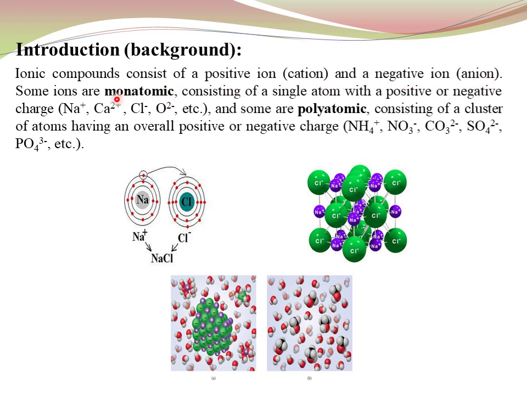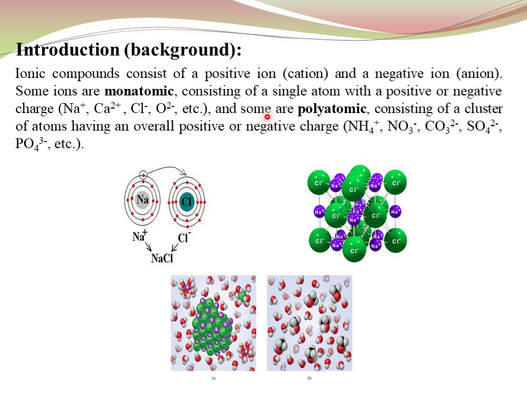Now, the ions are of two types. Some ions are monoatomic ions. Monoatomic ions consist of a single atom with a positive or negative charge, for example Na+, Ca2+, Cl-, O2-. So monoatomic ions again consist of a single atom.